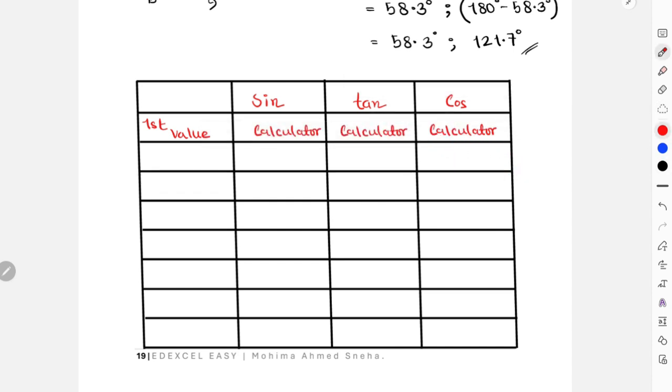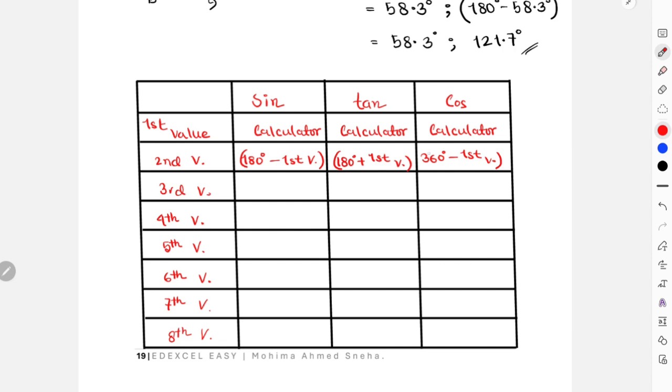Now the second value over here, different sections have different formulas. So second value, wait one minute, I should write this: second value, third value, fourth value, then again fifth value, sixth value, seventh value, and eighth value. Okay, now for the second value, for sine you have to subtract the first value from 180. That will give you your second value for sine. For tan, you have to add the first value to 180 degrees. For cos again, for the second value, this will be 360 minus first value.